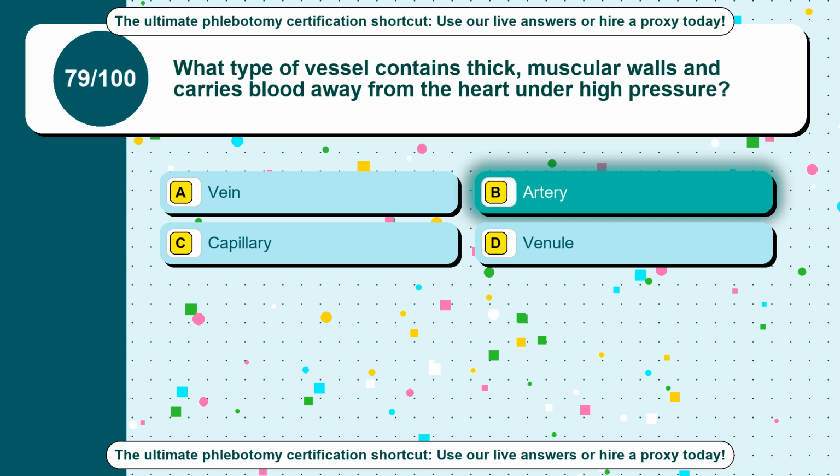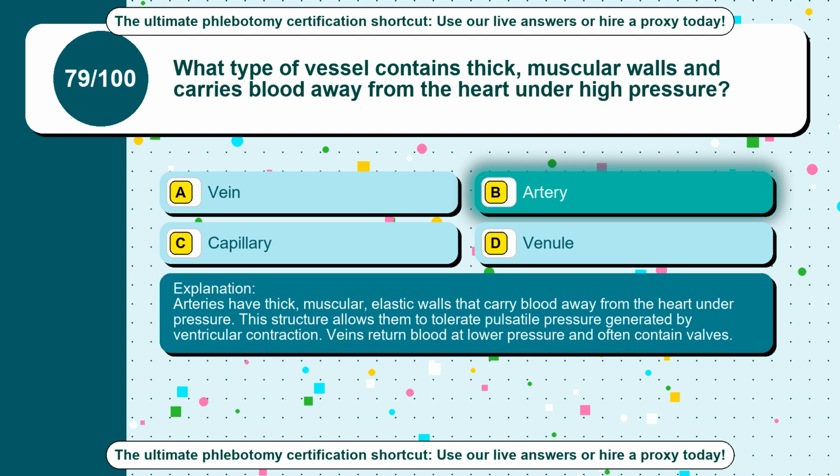The correct answer is option B, artery. Arteries have thick, muscular, elastic walls that carry blood away from the heart under pressure. This structure allows them to tolerate pulsatile pressure generated by ventricular contraction. Veins return blood at lower pressure and often contain valves.